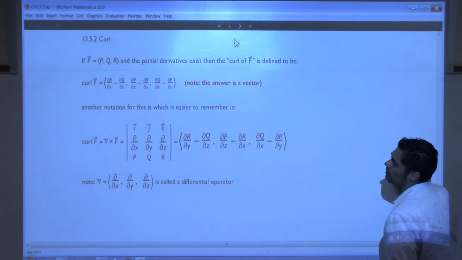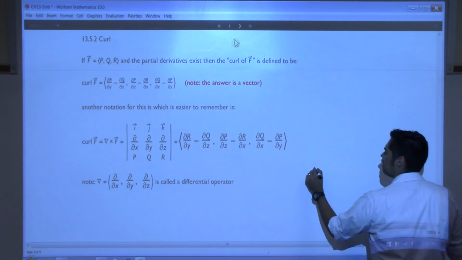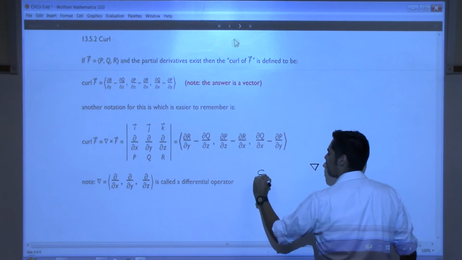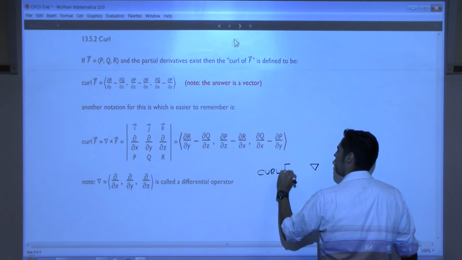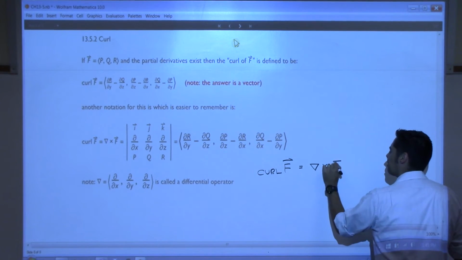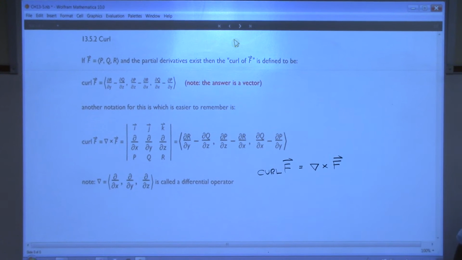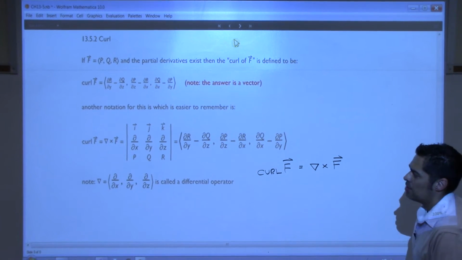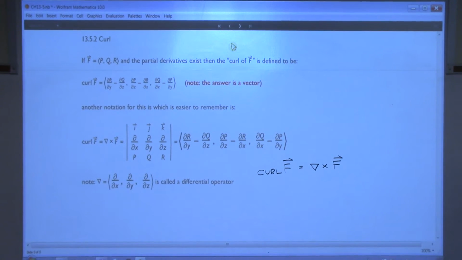Okay. So curl, the way we write it, curl f, is defined to be the del crossed with the vector function f. And here's the standard notation for it.